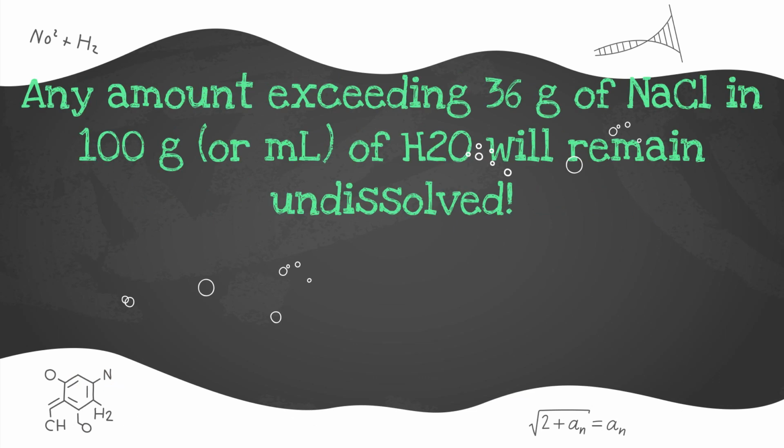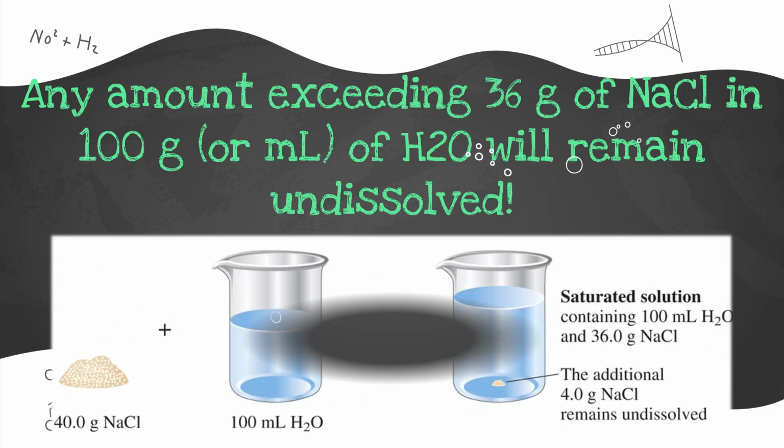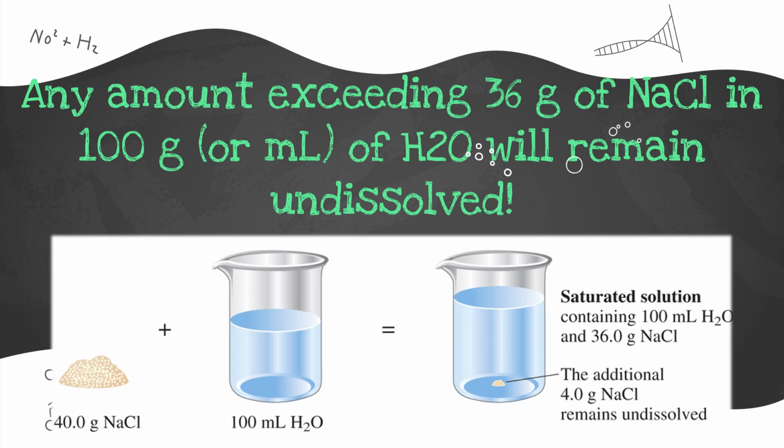Hence, any amount exceeding 36 grams of sodium chloride to be dissolved in 100 grams or 100 ml of water will remain undissolved. This means that the saturation point of salt solution in water is 36 grams of sodium chloride in 100 grams or 100 ml of water at 20 degrees Celsius.